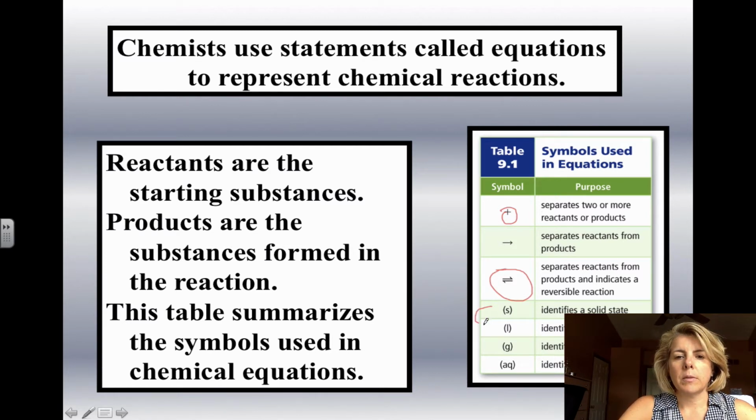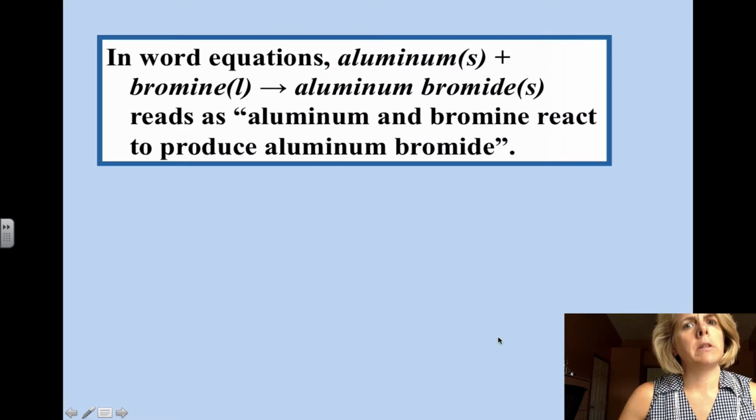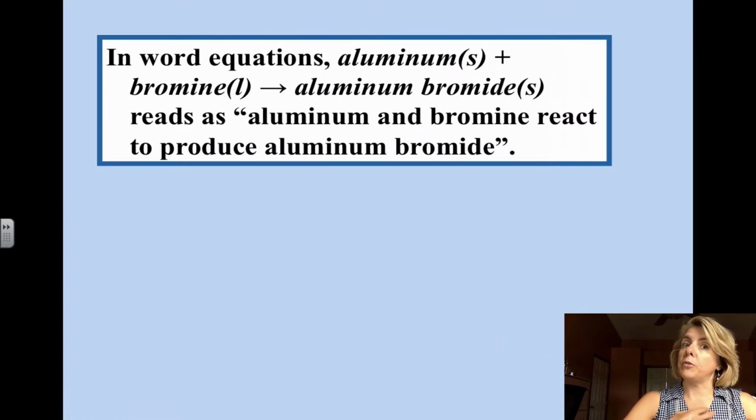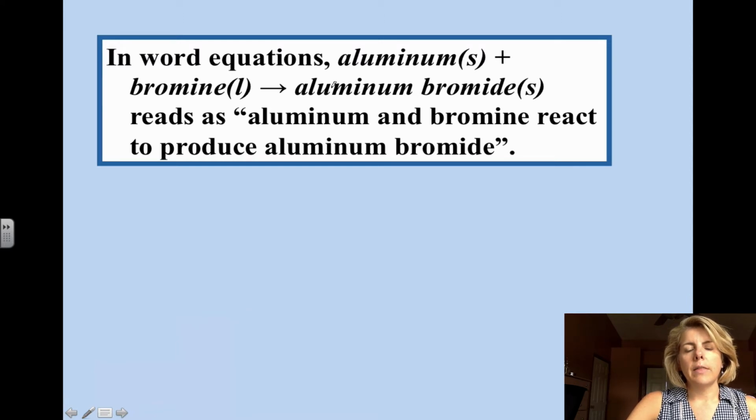You may see these symbols at the bottom here. So S is solid, L is liquid, G is gas, and AQ is a water solution. We'll be doing a lot of reactions with water solutions. Okay, so you may be given a written equation and you have to translate it into the nomenclature or the shorthand that chemists use. So notice here it says aluminum S, so S stands for solid, and you may see L, L stands for liquid, and then the equation would be aluminum and bromine react to produce aluminum bromide.